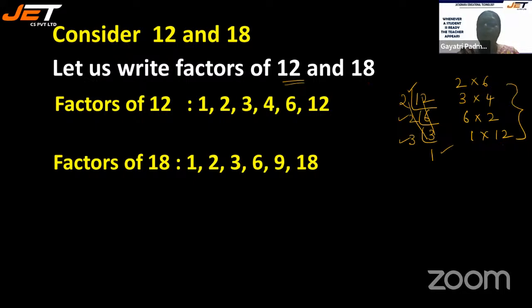All right. So, similarly, for 18 also, you can do it like this, right? 2 9s are 18, 3 6s are 18.